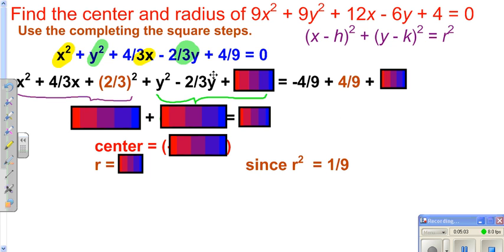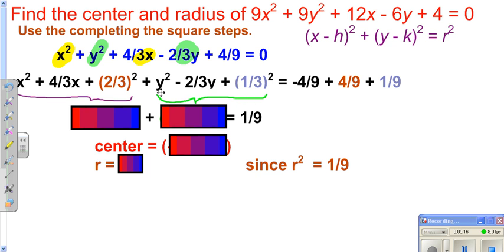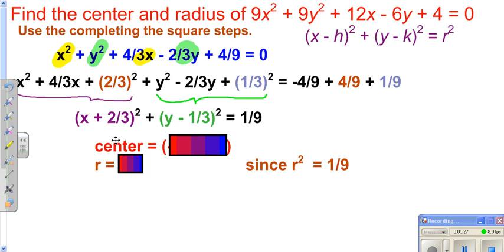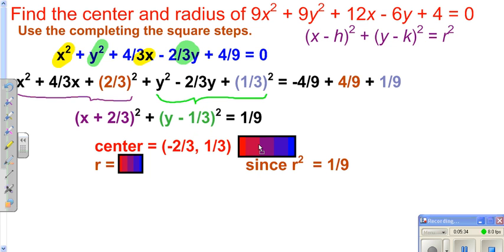Same idea here. Take half of this, which doubles the bottom, which then becomes 2/6, which is 1/3. If I add that here, I got to also add it over here. So on the right side, I get 1/9. This is a perfect square. What's being squared here goes in the beginning. What's being squared here, a 1/3, goes in the end, and it's always your first sign. Same idea with your x's. So once again, it's the opposite of what's after your x, opposite of what's after your y.